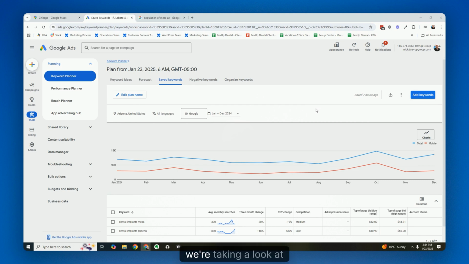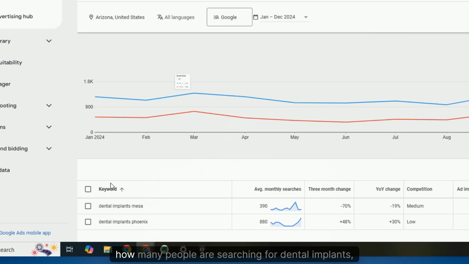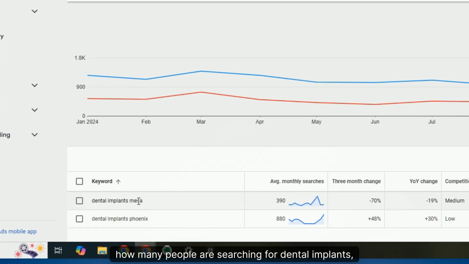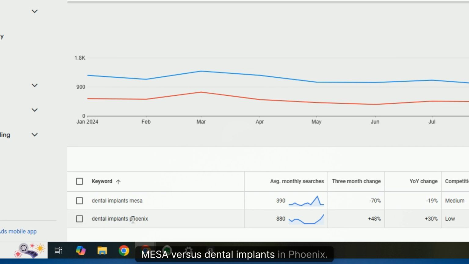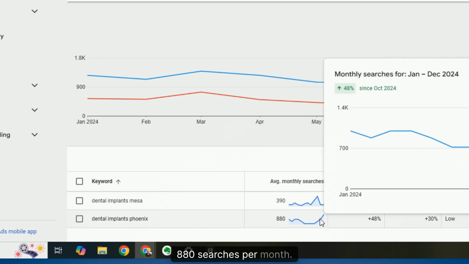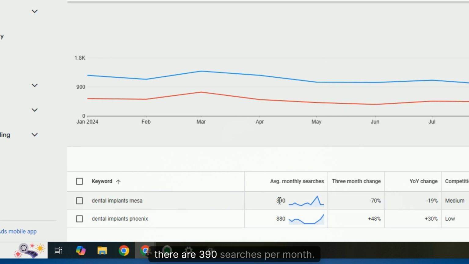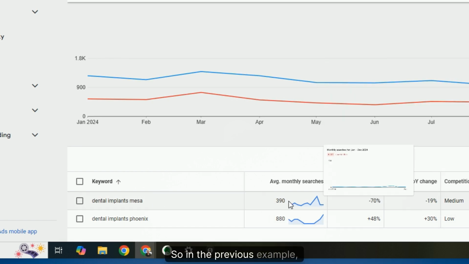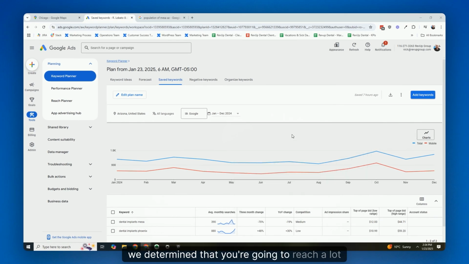Okay, so in this example, we're taking a look at how many people are searching for dental implants Mesa versus dental implants in Phoenix. And we can see that in Phoenix, there are more searches, 880 searches per month. But in Mesa, there are 390 searches per month. So in the previous example, we determined that you're going to reach a lot more people. And even if you discount all the ones who are probably too far away to ever consider coming to your practice, you're still way ahead by focusing on Phoenix.